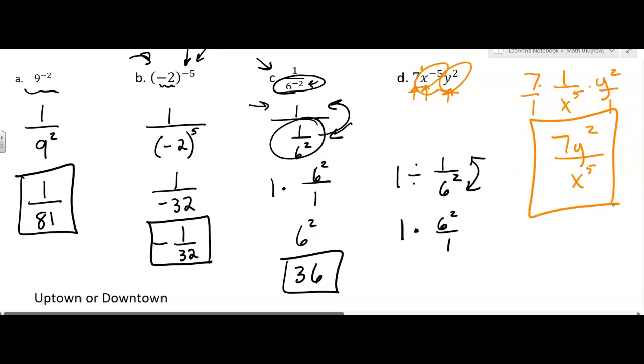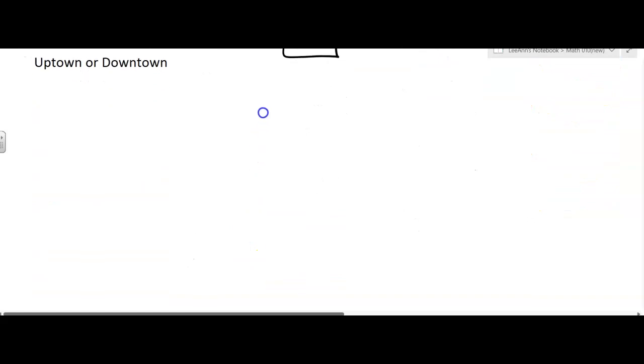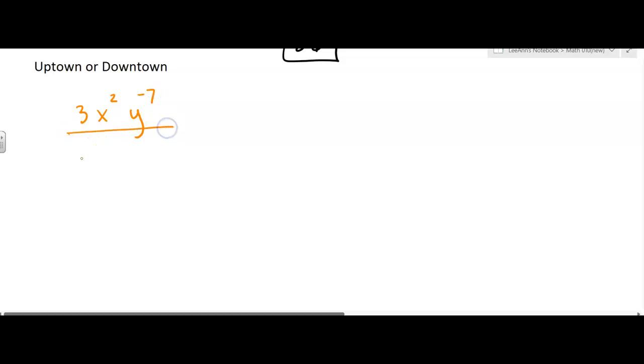Okay, so a little more explanation. I call it uptown, downtown. They call it a little bit different in the book. This is my own terminology here. But let's say you have something like 3x squared y to the negative 7 over, I don't know, x to the negative 3 y to the 3rd, something like that.